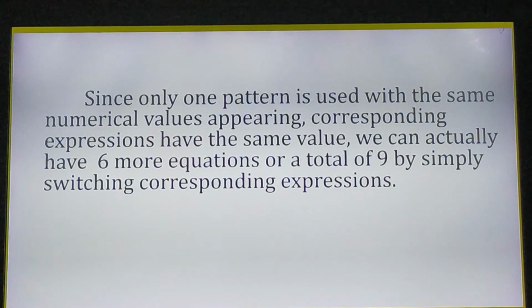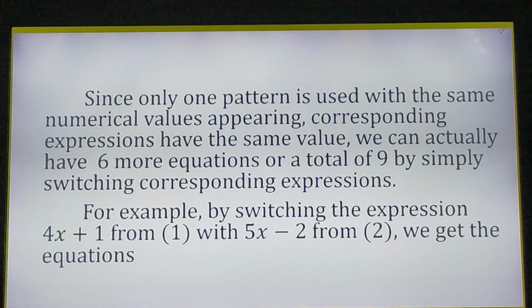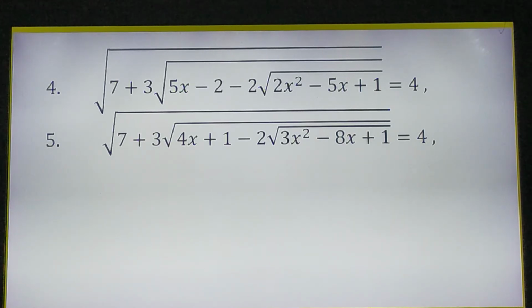Since only one pattern is used with the same numerical values appearing, corresponding expressions have the same value, as I have explained earlier. So we can actually have 6 more equations, or a total of 9, by simply switching corresponding expressions. For example, by switching the expression 4x plus 1 from equation 1 and 5x minus 2 from equation 2, we get these two equations.